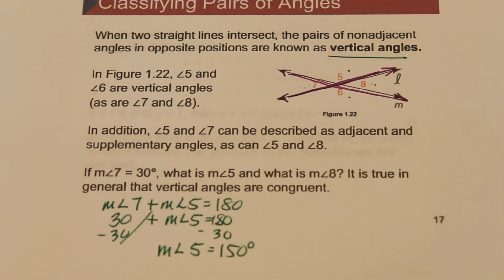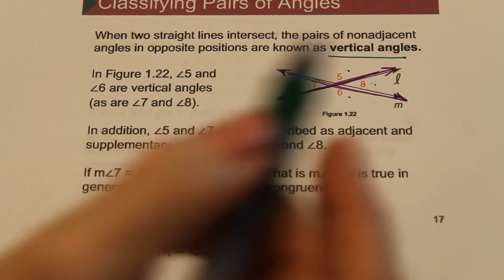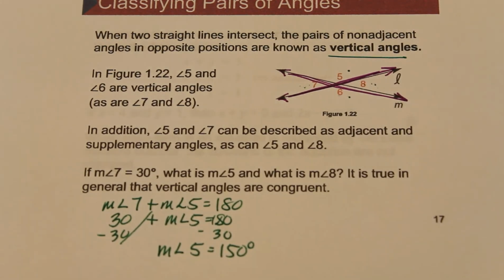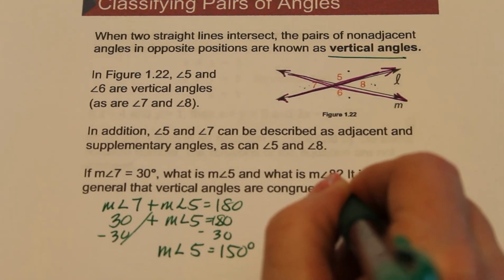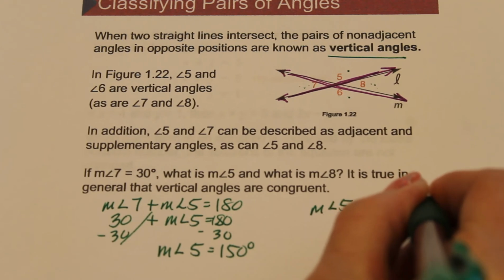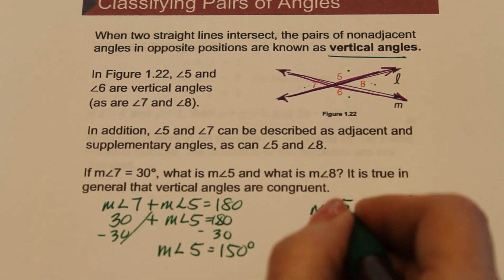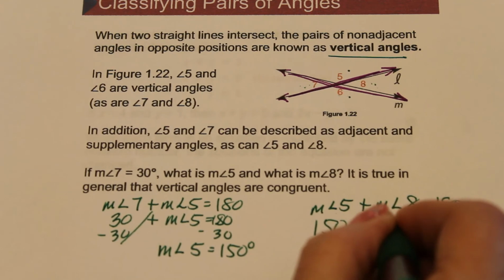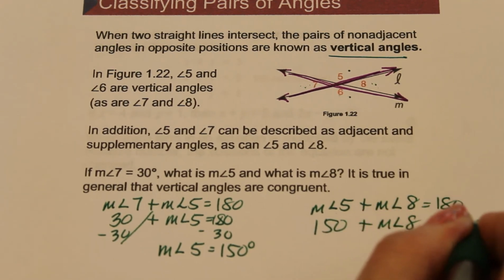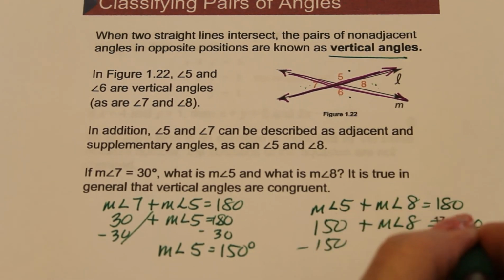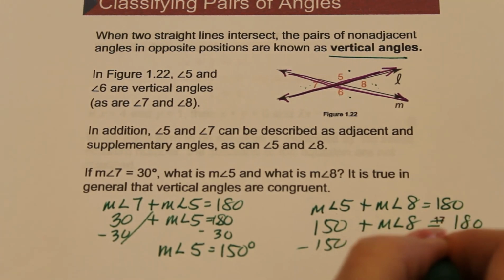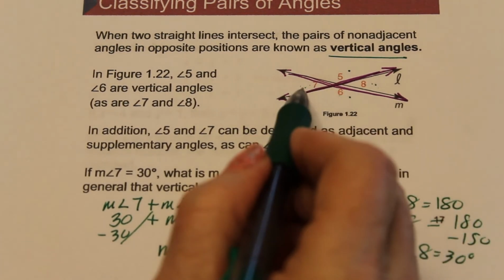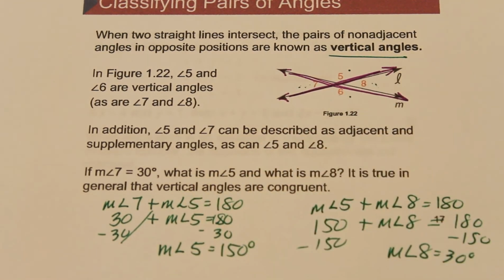For the same reasoning, the measure of angle 7 plus the measure of angle 6 would have been the same as the measure of angle 5. But what's the measure of angle 8? Well, the measure of angle 5 plus the measure of angle 8 also have to equal 180, and we just found out that was 150. So subtract 150 from both sides. So angle 7 was 30 degrees, and you know what? The measure of angle 8 is also 30 degrees.